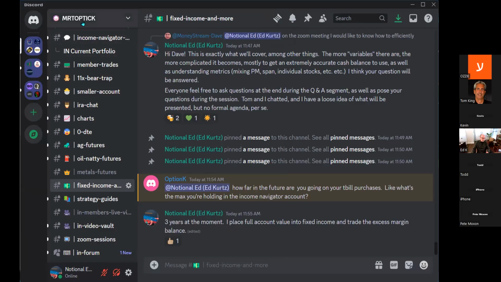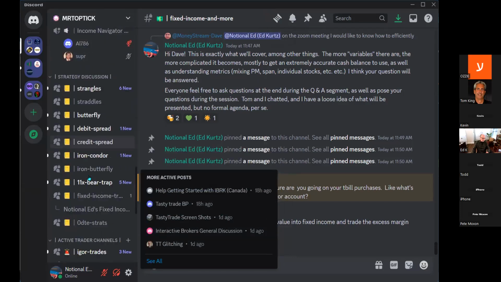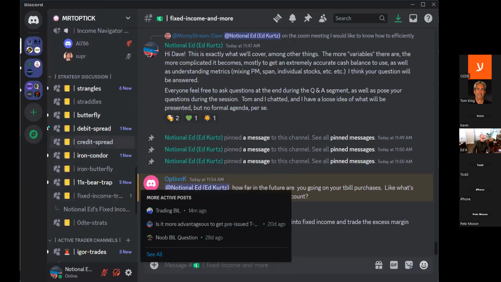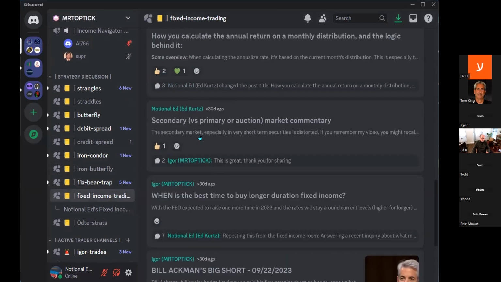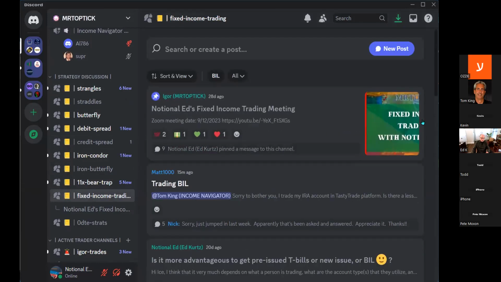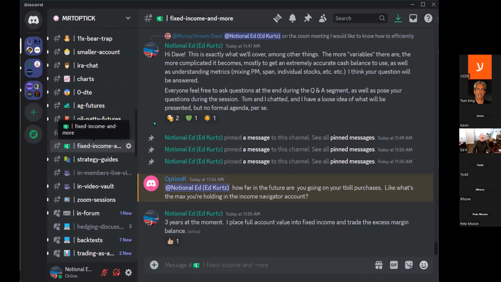We're in the fixed income room in Mr. Top Tick here. I know there are a lot of new members who may not even know there's a fixed income room here. There's also a section down here in the strategy discussion where there are some fixed income threads. Please feel free to go through that. Here is one of the locations for the first fixed income trading meeting that we had. Most of my info is here in the fixed income room just because it's more convenient for me to have all my pins and threads here, which I do plan on going through.